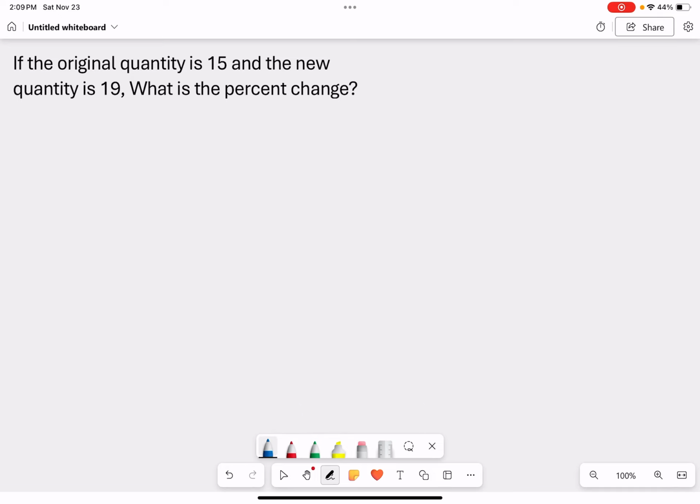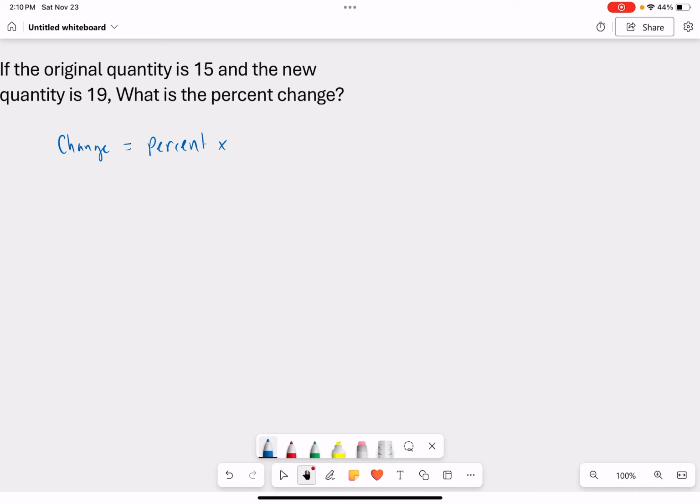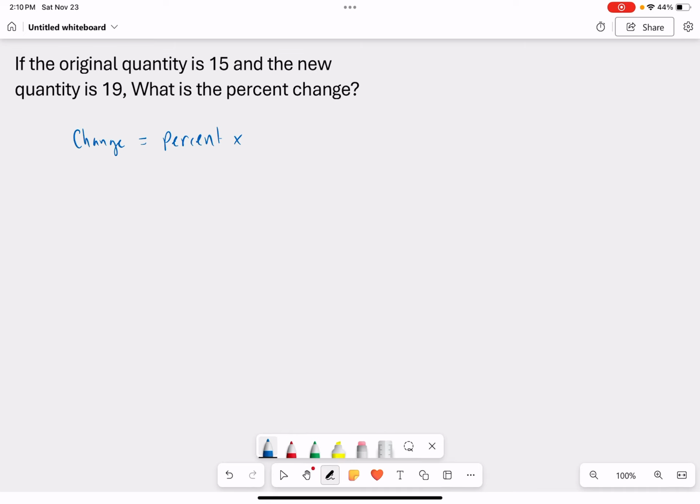So what I like to do is to become accustomed to these types of problems, especially the percent change problems. We're going to go ahead and write down the percent equation here. We should write this down every time we get a percent change, just so you can get accustomed to the type of problem. So the change is equal to percent times the original amount.